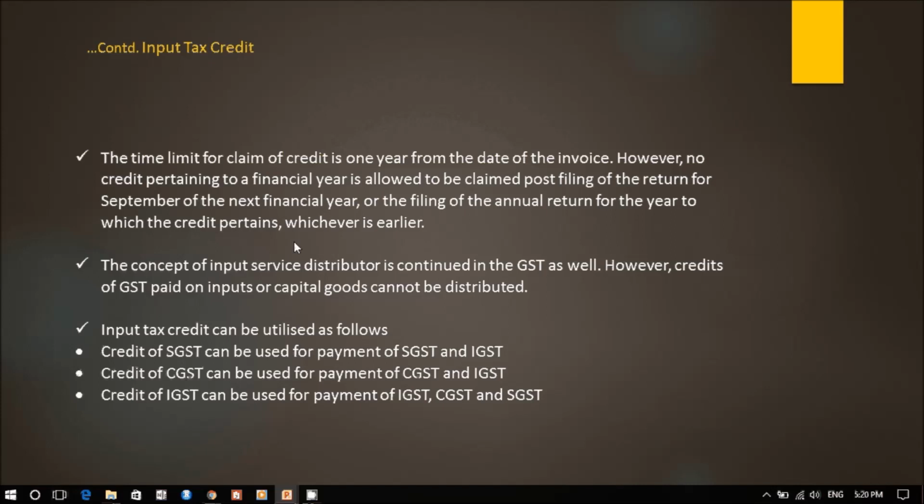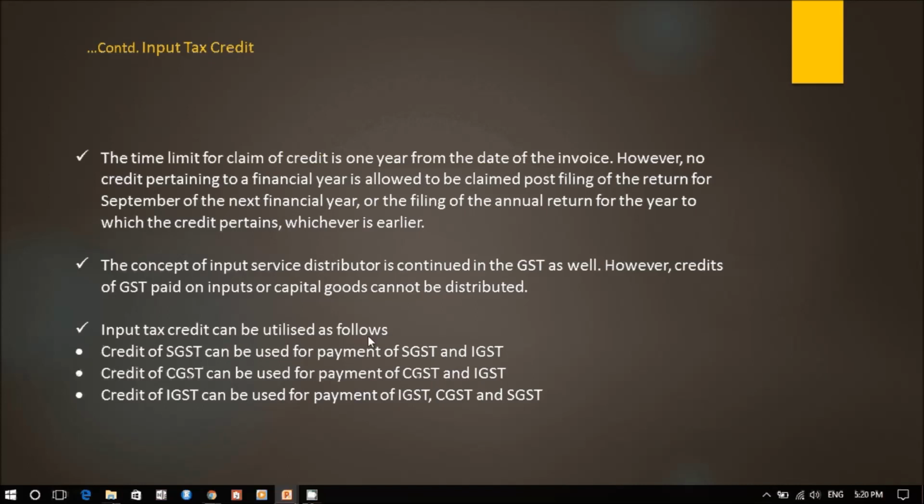Now come to the concept of input service distributor, which is continued in GST as well. However, credit of GST paid on inputs and capital goods cannot be distributed. As the name suggests, input service distributor. This concept was also in the service tax, the same concept in the GST, but the input service distributor can distribute only the credit of the tax that has been paid on input services, not on the inputs and capital goods.